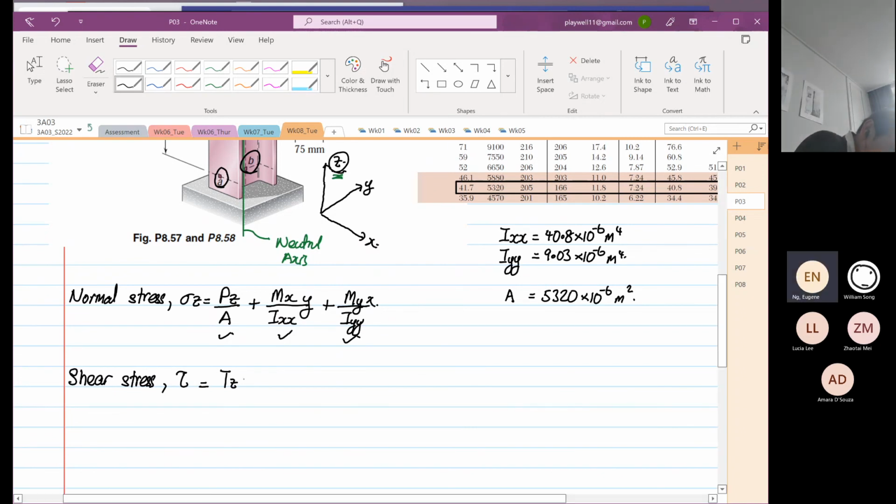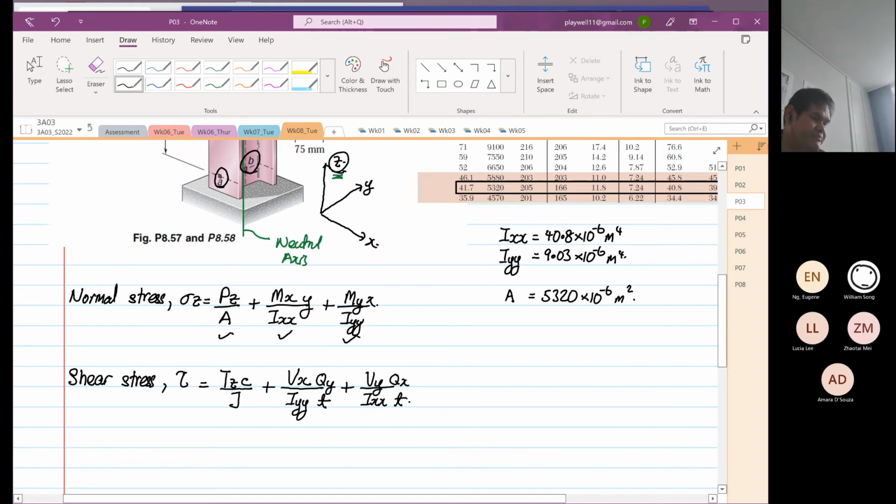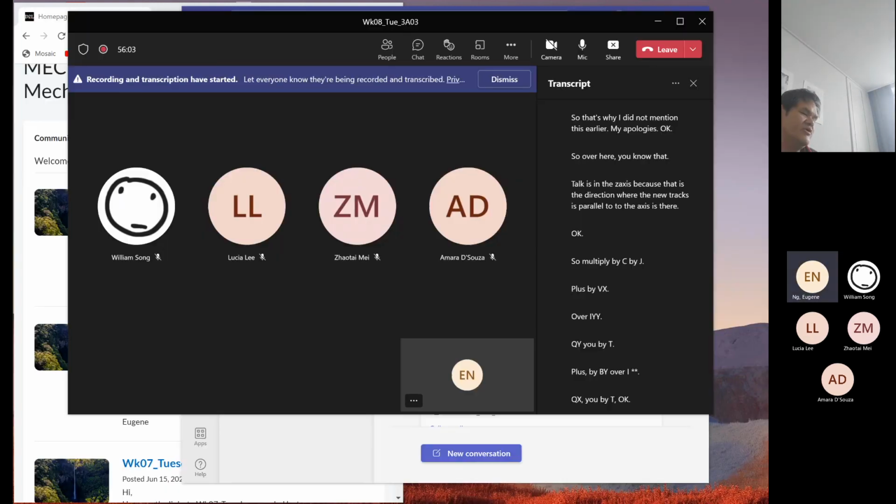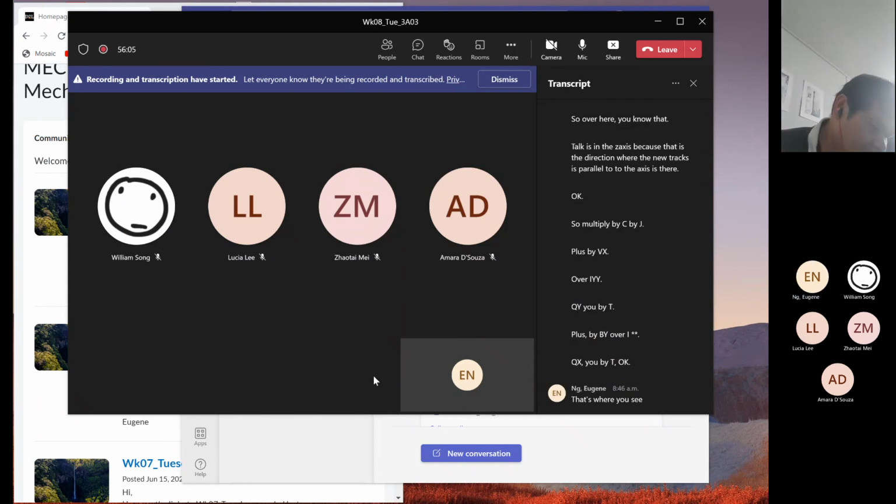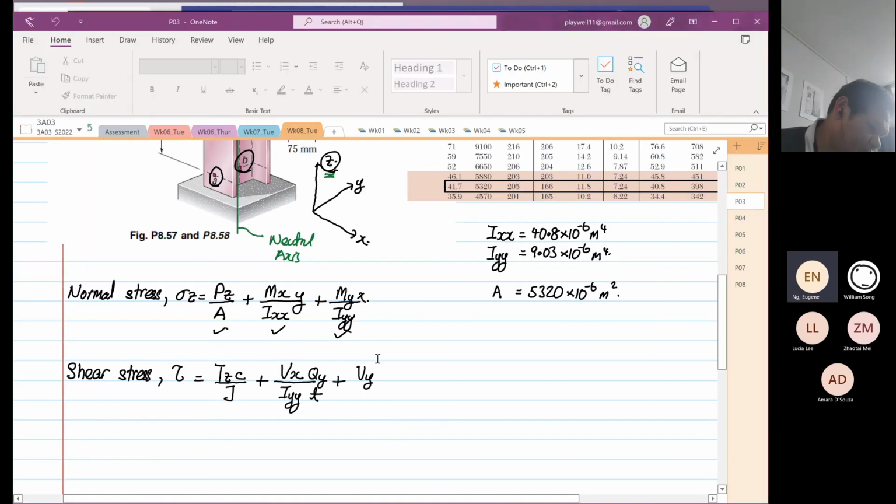Okay, so multiply by c divided by j, plus VX over IYY, QY divided by t, plus VY over IXX, QX divided by T. Okay. That's where you see, oops, my computer crapped out again and came back in.